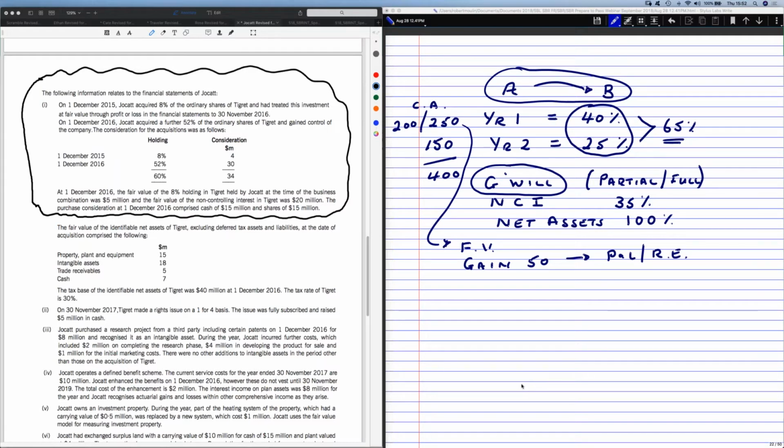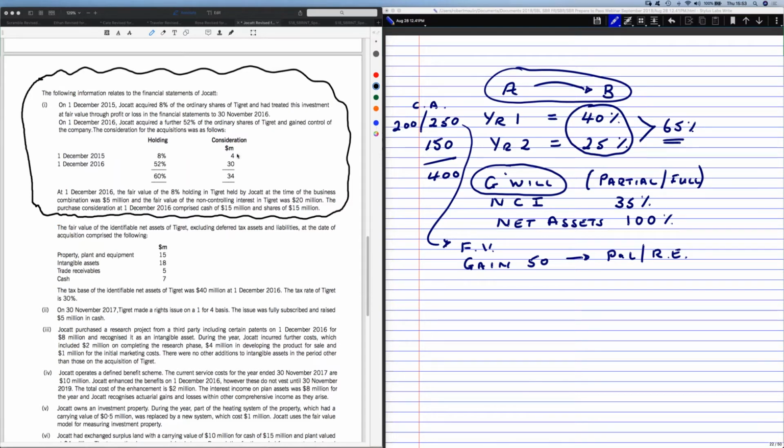Now, what about the goodwill calculation? Is it based on old carrying amounts of consideration, or is it based on fair values? What is it going to be? It's fair value. Right. Okay.